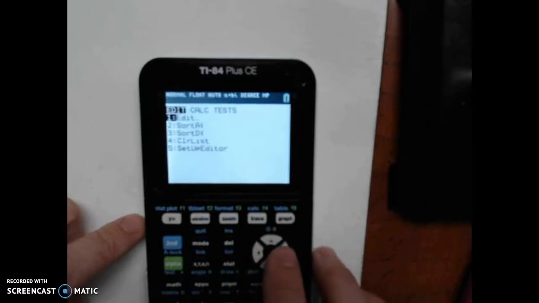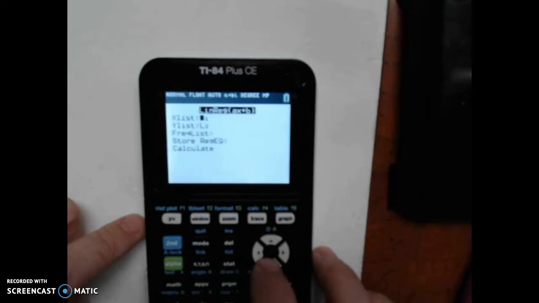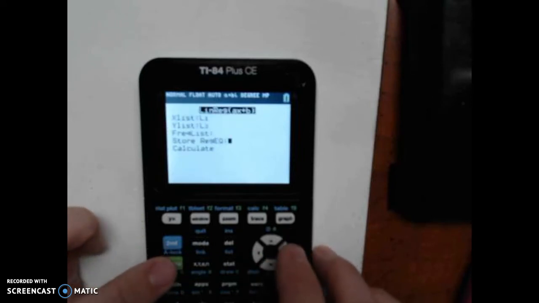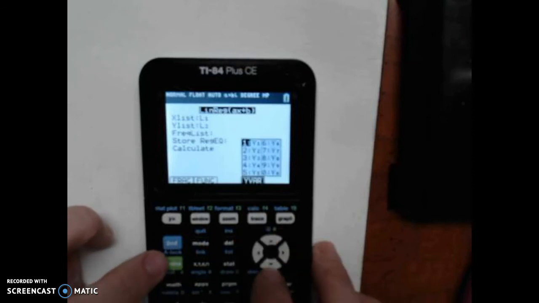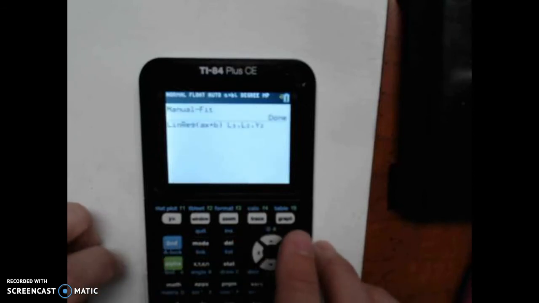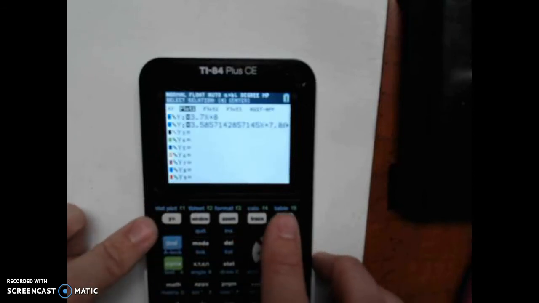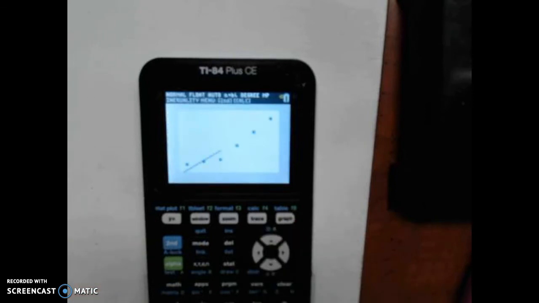So let me go in and ask it one more time for that. And I'm going to ask it to put it into Y2, calculate it, and there it's in there again. And we'll graph both of them. You can compare them, but the line of best fit is always the best line of fit.